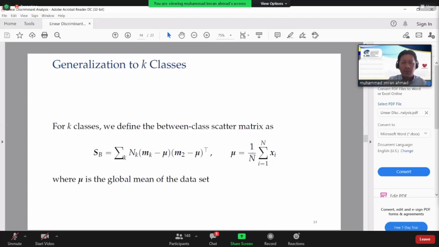You can see here mu is 1 over n, summation of xi, i from 1 to n. Mu is the mean or average of the whole class, the data points of the whole class. So I put here where mu is the global mean of the data set. It doesn't matter how many classes you have in your data set. You need to calculate the mean for the whole data set, and use this value to calculate the between class scatter matrix SB.